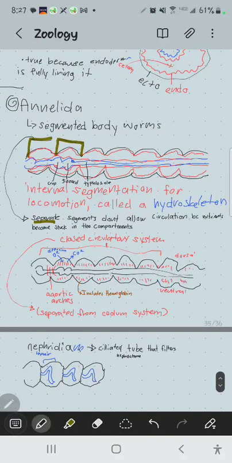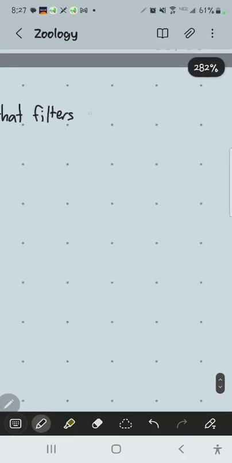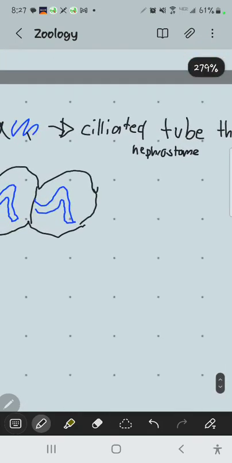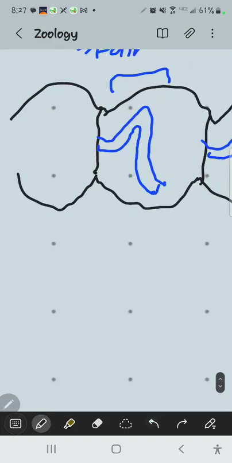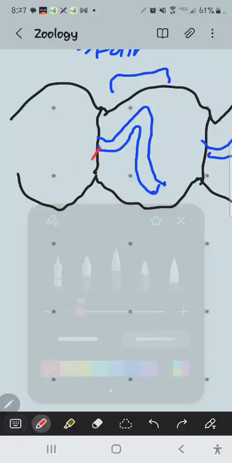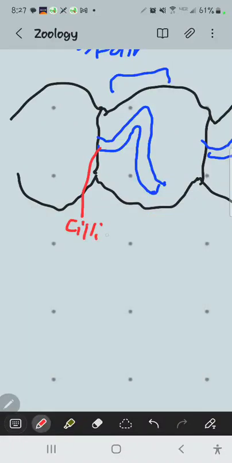And then wastes can be concentrated by retaining water. Water can be pulled back out of the nephrotubule into the coelom compartment. Salt ions can selectively be either taken out or concentrated, or gotten rid of. And then the wastes are expelled out the nephridiopore. So the main parts here are a ciliated nephrostome, a trumpet-like opening.